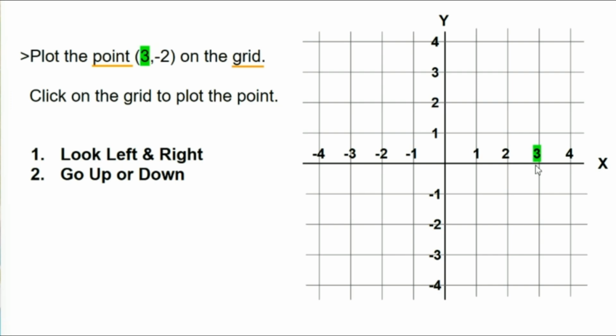Now we look for our next number, -2. Starting from the origin, we go down, and it's right here. So we will plot our point where these lines meet. If we follow these lines, they meet right there, making this here our answer.